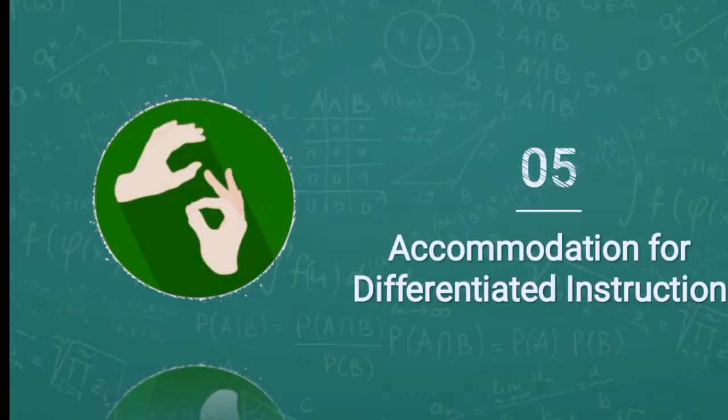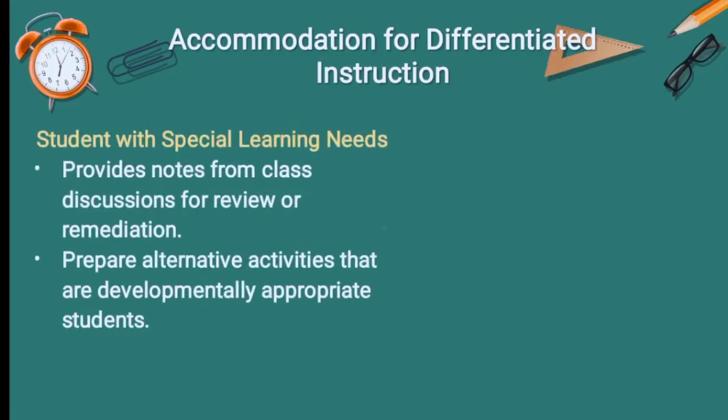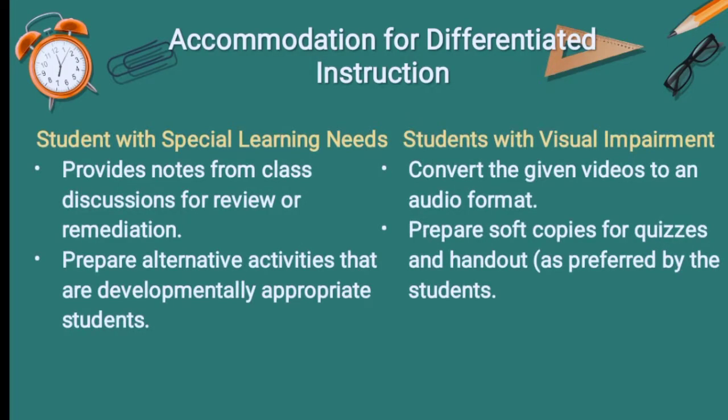And the fifth, accommodation for differentiated instruction. So when we say accommodation, this is the change or alteration that does not change the expectation of content, just how the student shows or gains that content. So we all know that there are some students that have specific disabilities or impairments, such as students with special learning needs. So the teachers, for example, can provide notes from class discussion for review or remediation.